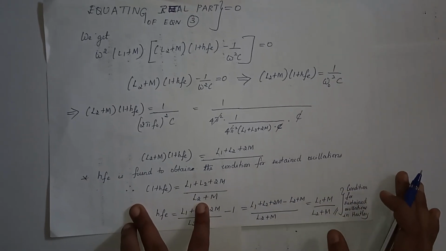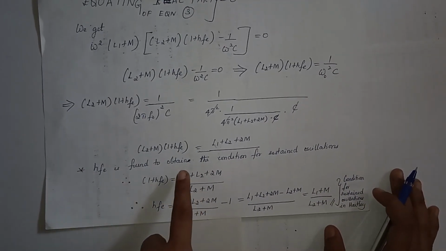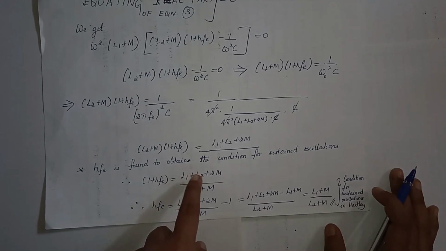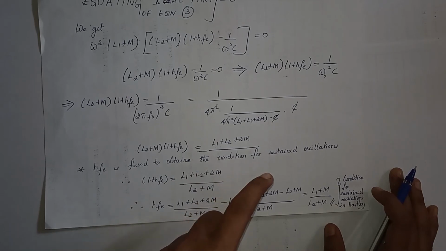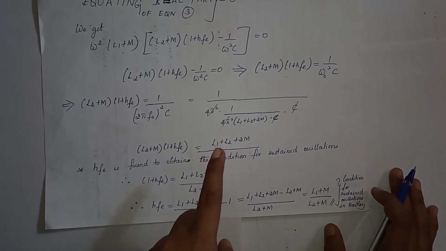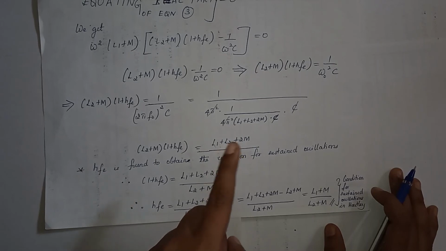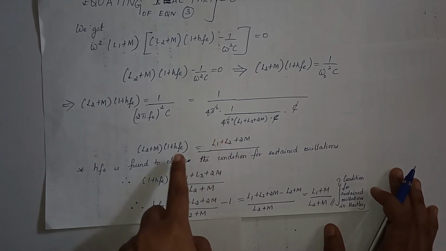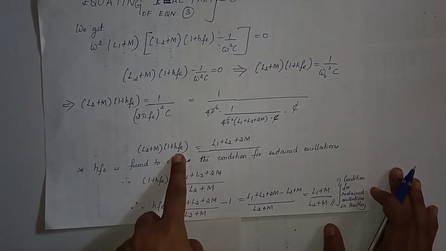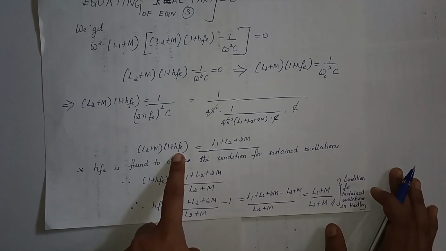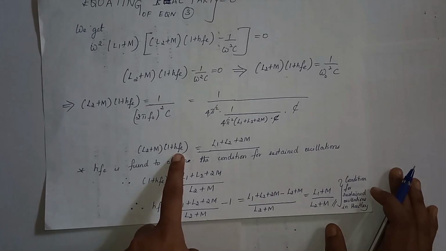Now we again simplify the equation, and here if we want to find the condition for sustained oscillation, we'll be able to get sustained oscillation only if we limit the gain of our amplifier. So the gain value is nothing but HFE. So what we're going to do is find the value of HFE. HFE is nothing but the gain of the common emitter amplifier. So if we find the gain value of the common emitter amplifier, and if we know the condition for that, we'll be able to get sustained oscillation.